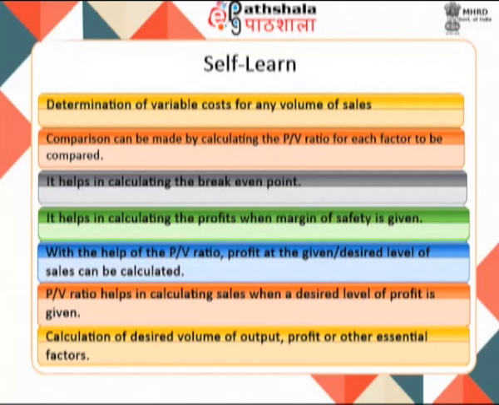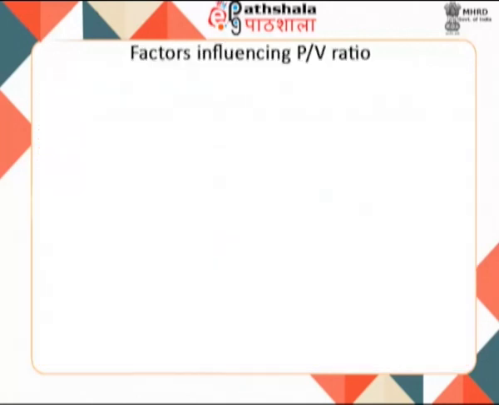With the help of PV ratio, profits at the given or desired level of sales can be computed. PV ratio helps in calculating sales when a desired level of profit is given. Calculation of desired volume of output, profit, or other essential factors. Factors influencing PV ratio. Number 1.